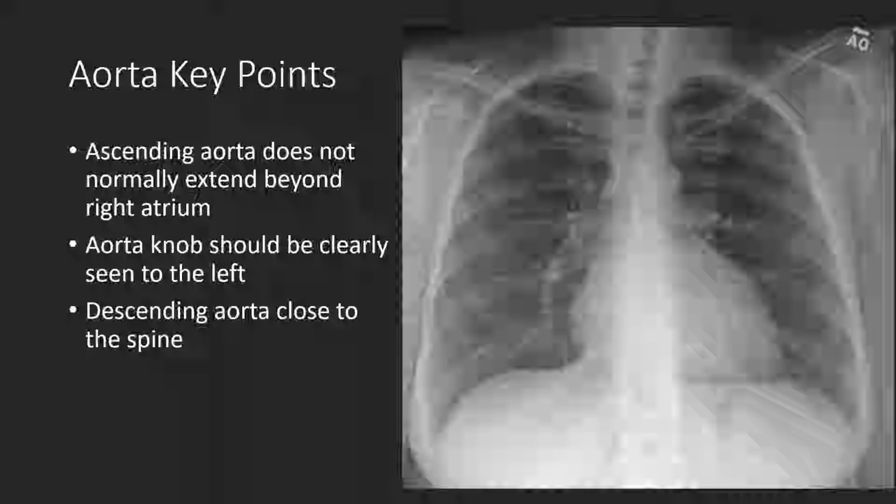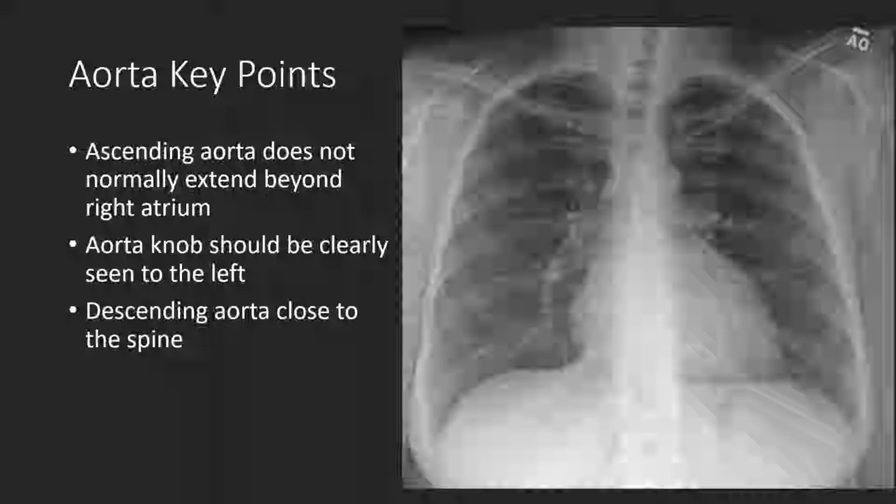The ascending aorta should not normally extend beyond the lateral border of the right atrium. That is, its contour should be more medial or closer to the spine. The aortic knob should be sharply defined, smoothly round, and to the left of the trachea, which often has a subtle indentation from the aortic arch.